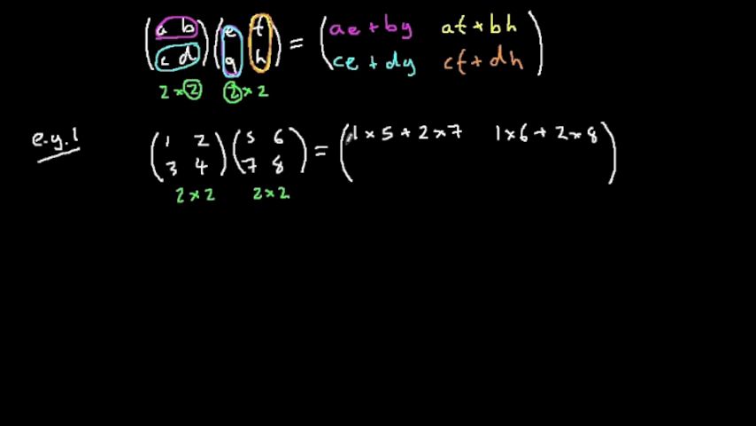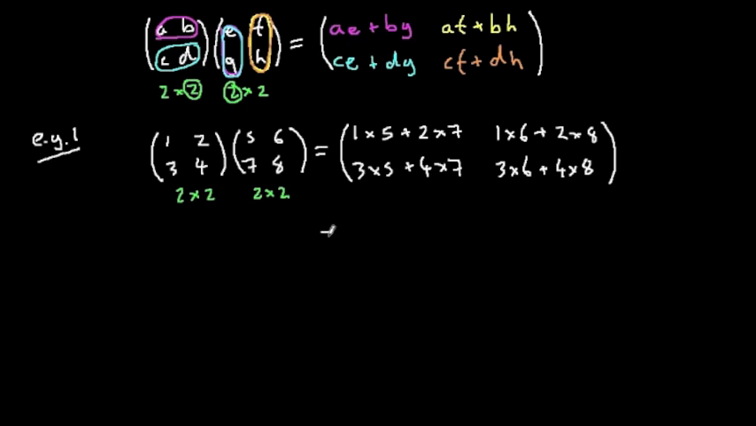Okay, so top row's done. Now move to the second row, so I'm on 3 and 4 this time, and back to the first column of 5 and 7. So 3 times 5 plus 4 times 7. And finally, second row, second column. So second row is 3 and 4, second column 6 and 8. So 3 times 6 plus 4 times 8.